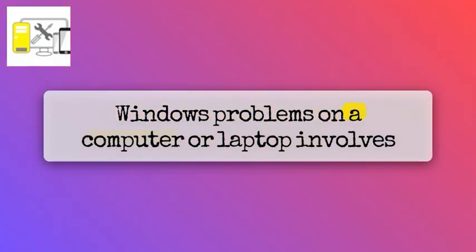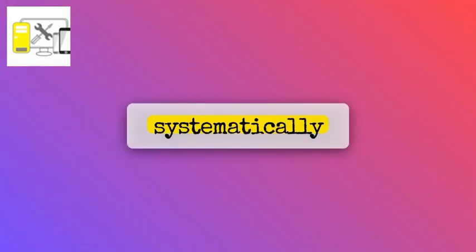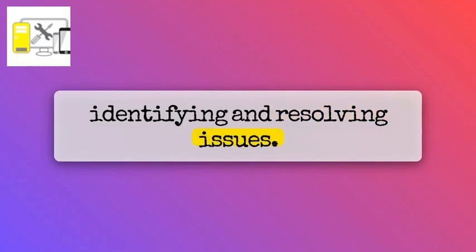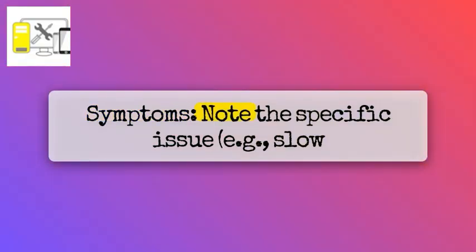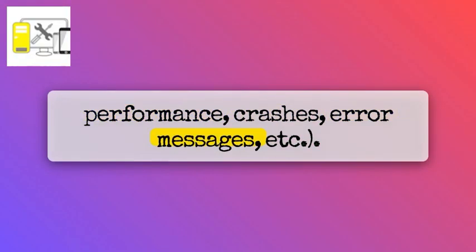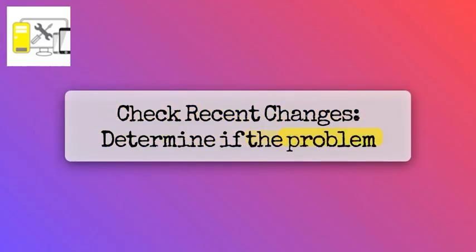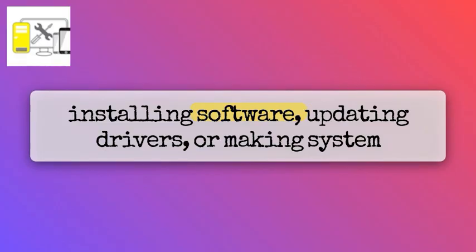Troubleshooting Windows problems on a computer or laptop involves systematically identifying and resolving issues. Here's a step-by-step guide. 1. Identify the problem. Observe symptoms. Note the specific issue, e.g., slow performance, crashes, error messages, etc. Check recent changes. Determine if the problem started after installing software, updating drivers, or making system changes.